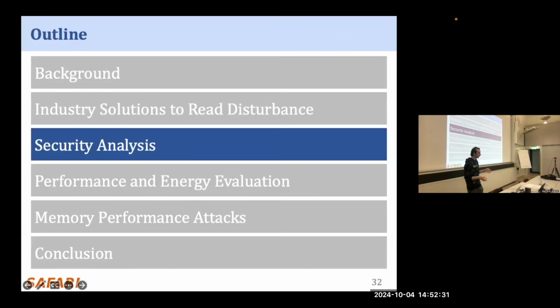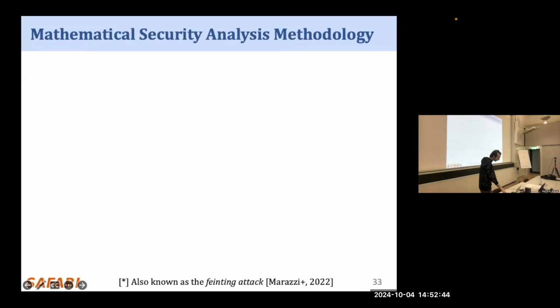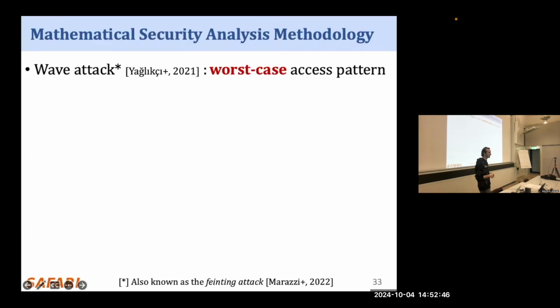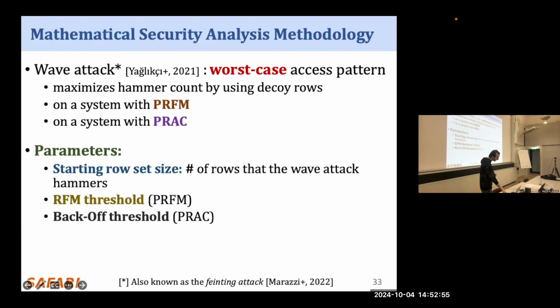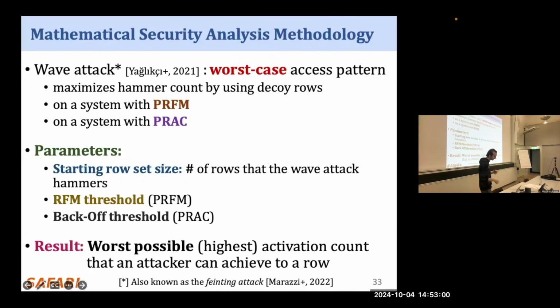So these were all described in the documentation that I showed in the beginning of the slides. However, what is not shown here is how you should configure these mechanisms and how secure they are based on their configuration. We perform a worst-case access pattern analysis. It's been known as the wave attack or the feinting attack in the literature to obtain the maximum amount of activations an attacker can achieve. And we sweep both the defense and attack parameters to obtain the highest activation count possible an attacker can achieve.